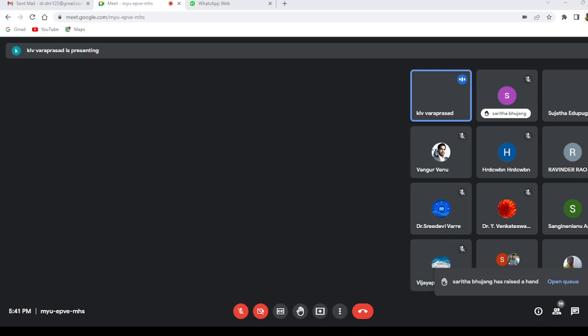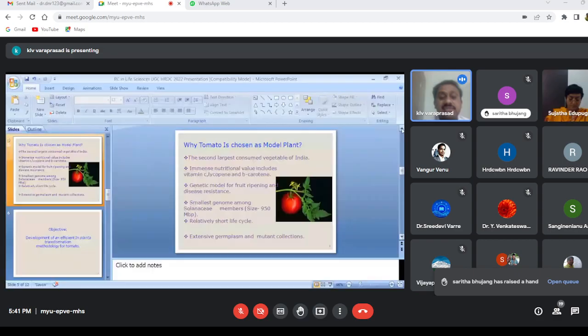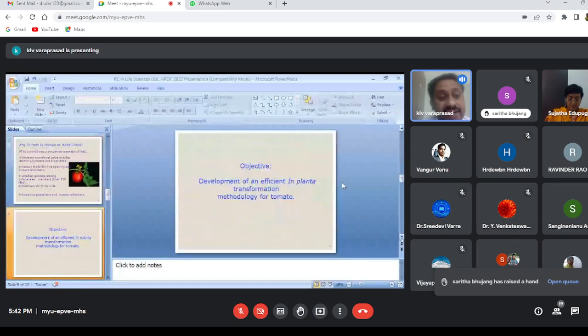And it has a relatively short life cycle. That is also an advantage for research, so that we can get more generations in a short span of time. And also an extensive germplasm and mutant collection is already available. So all these are the advantages that led to choosing the tomato plant as a model plant for the in planta transformation studies.